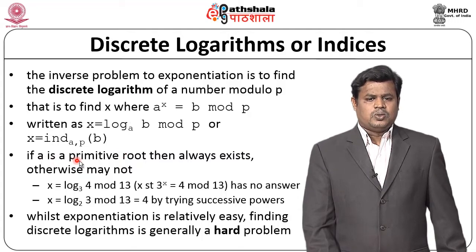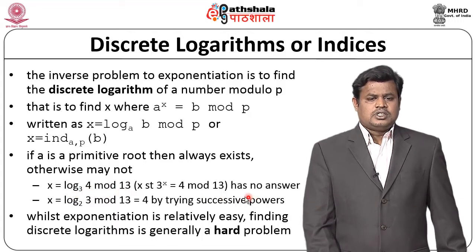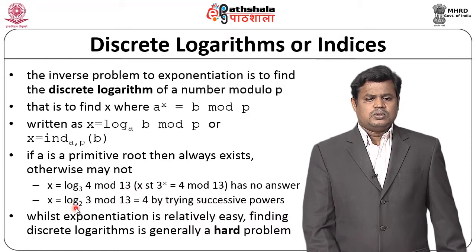If a is a primitive root, then the discrete logarithm always exists, otherwise it may not. For example, if a is a primitive root, taking x equal to log 3 4 mod 13 has no answer. Similarly, x equal to log 2 3 mod 13 is equal to 4, found by trying successive powers. So now we understand the discrete problem. Exponentiation is relatively easy, but finding the discrete logarithm is always a hard problem. It is very difficult to get the log of the exponent value.